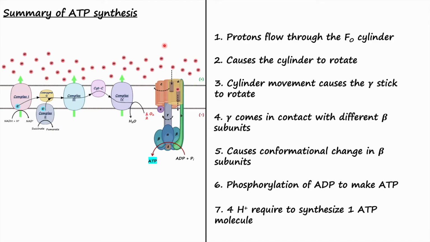And this way of synthesizing ATP through complex 5 is called rotational catalysis. Rotational because when the protons are diffusing through complex 5, it causes the rotation of C subunits and gamma subunits, and then it comes in contact with the different beta subunits, which then catalyze the reaction to synthesize ATP. Therefore, it is called rotational catalysis.